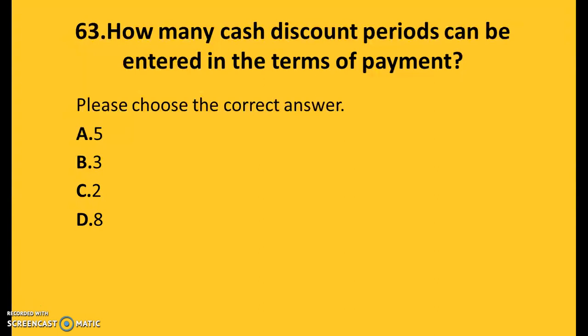How many cash discount periods can be entered in terms of payment? A, 5, B, 3, C, 2, and D, 8. Answer is B, 3.